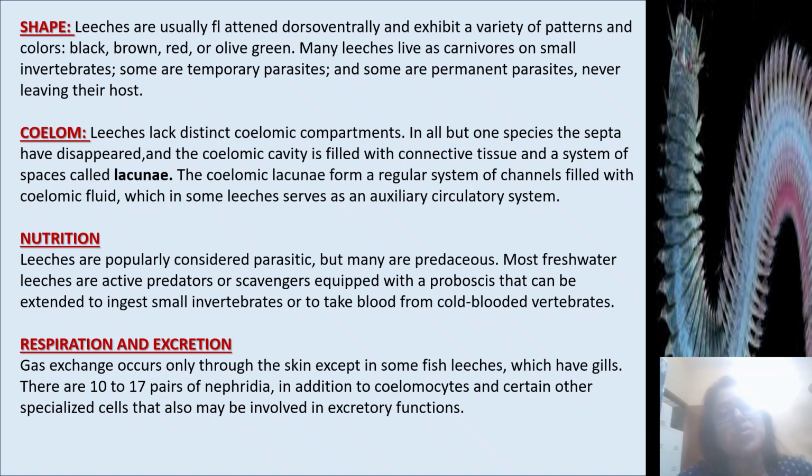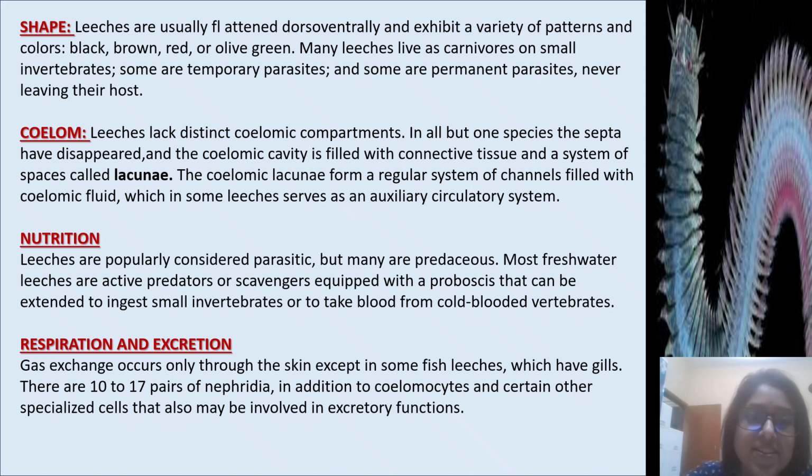Shape. Leeches are usually flattened dorsoventrally and exhibit a variety of patterns and colors: black, brown, red, or olive green. Many leeches live as carnivores on small invertebrates. Some are temporary parasites and some are permanent parasites, never leaving their host.